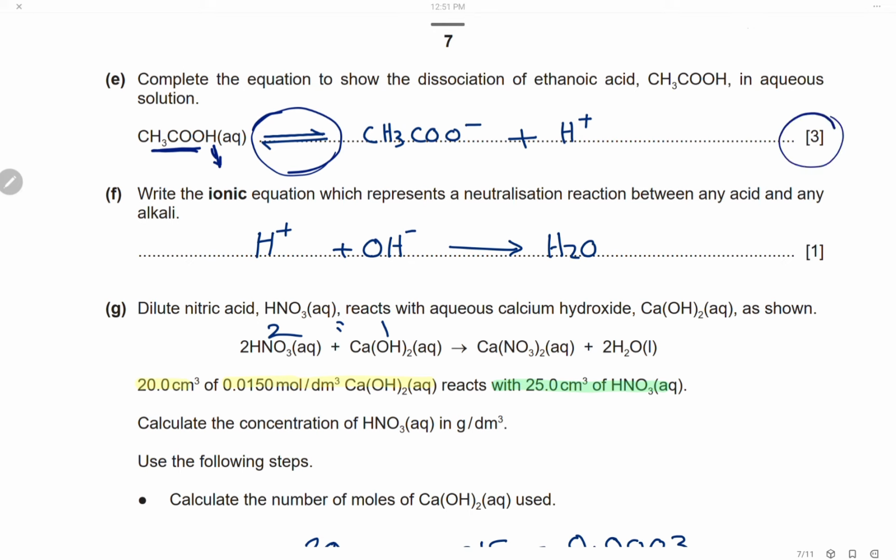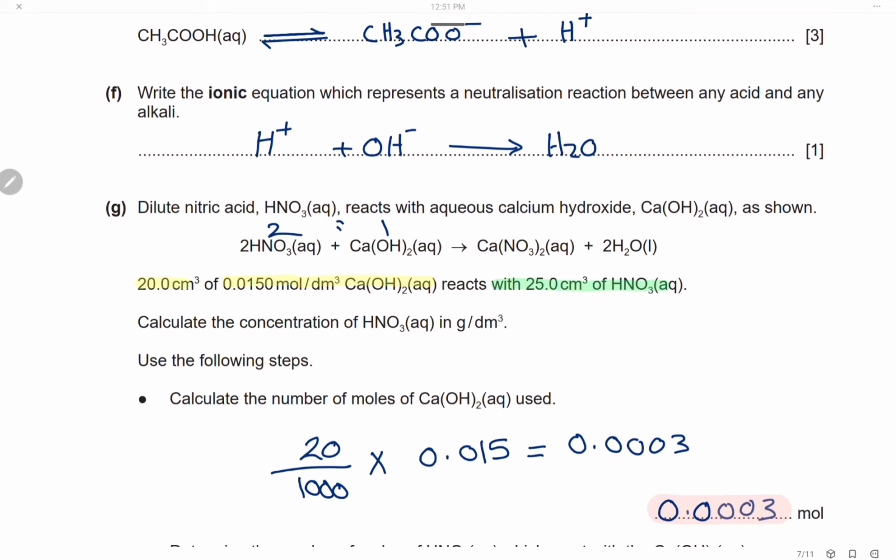Here the equation is worth 3 marks. 1 mark for the correct formula of the ions, 1 mark for the charges, and the 3rd mark is, of course, for the reversible arrows. So you have to know that the dissociation equation for a weak acid must be reversible.